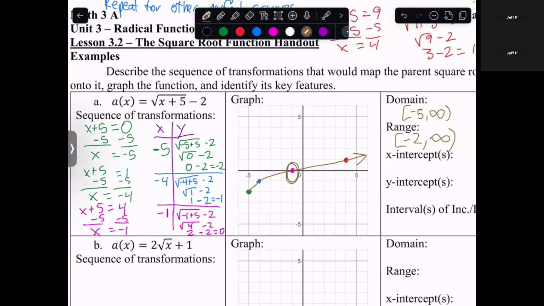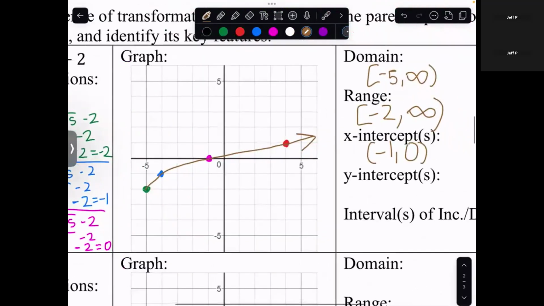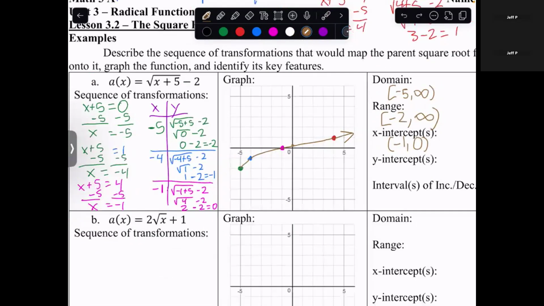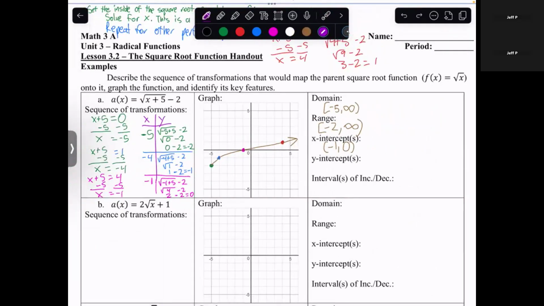X-intercept: you can see the graph clearly crosses the x-axis at (-1, 0). Now what about the y-intercept? It's somewhere between 0 and 1, but we can't tell exactly where, so we can do a calculation. We know the y-intercept is where x equals 0. Let's do the actual calculation by substituting in 0 into the function.